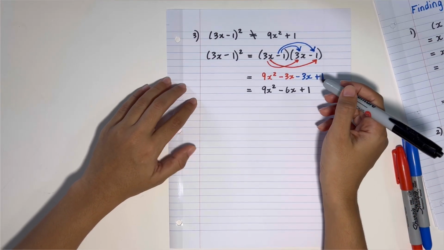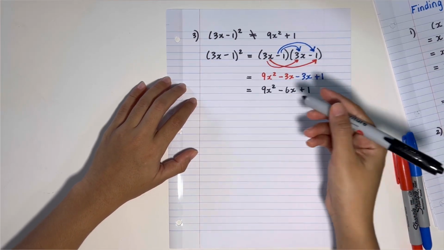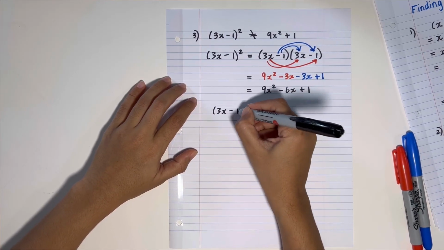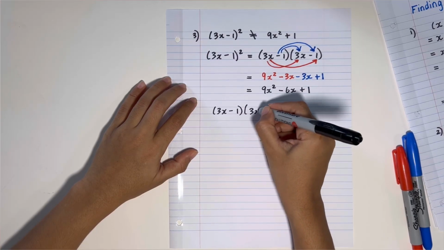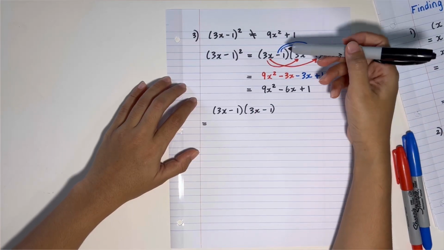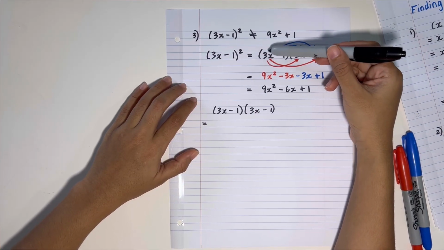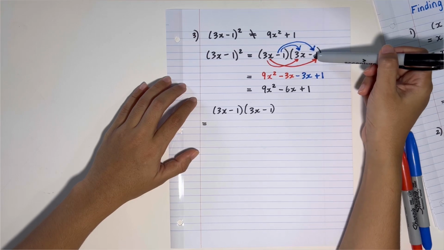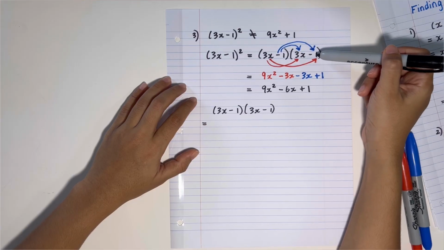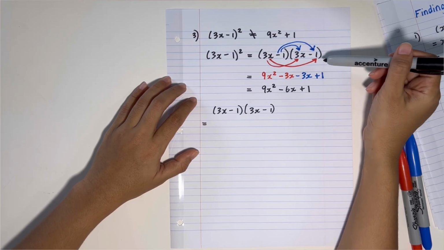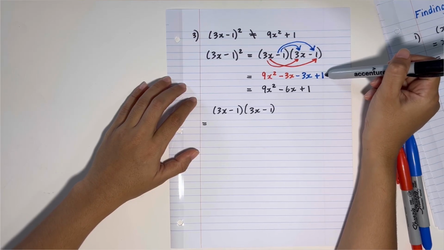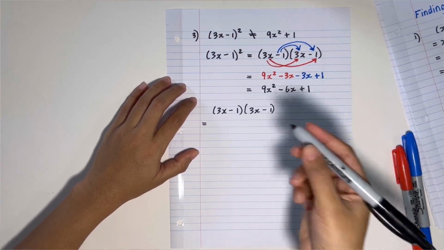Now, if you would prefer to write it out, if you have 3x minus 1 times 3x minus 1, and you decide that you want to write it out, the rule is really that you take the first term and multiply it by each term in the second bracket, and then you take the second term from the first bracket and multiply it by each term in the second bracket. Now, in this method, we don't write out that second step. We just go straight to this line here. But you could write this out like I showed you before.